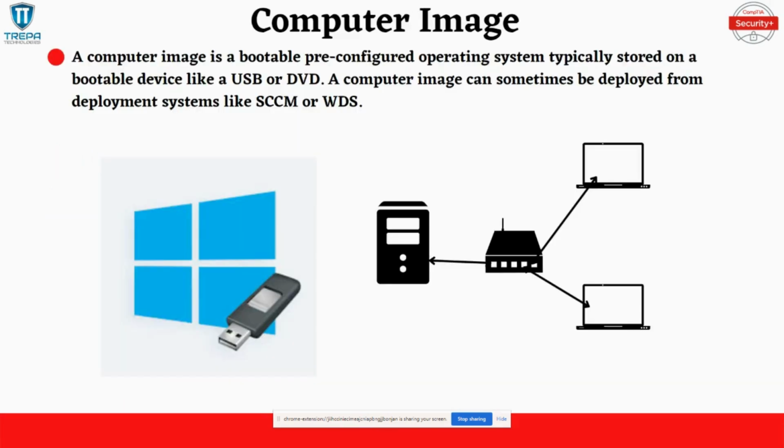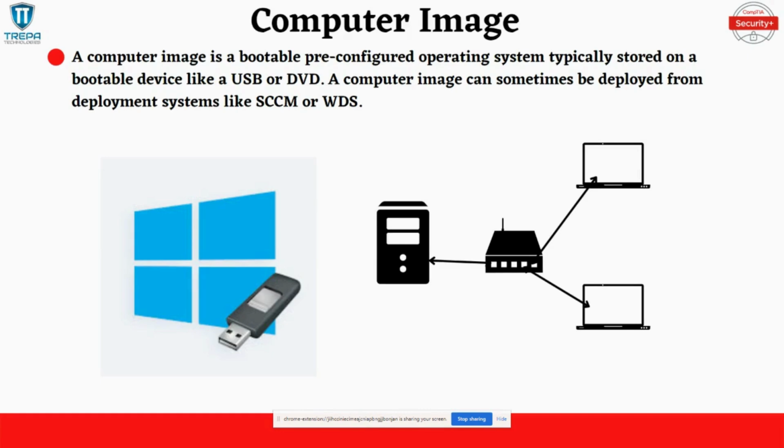And then we have a computer image. So what is a computer image? A computer image is used to install an operating system on a computer or a hardware, right? This is a bootable pre-configured operating system. So what do I mean by that? Well, when I want to install Windows 11 on my laptop, I use a bootable image or a computer image to put that ISO file onto the hard drive to give an operating system to that hardware, right?